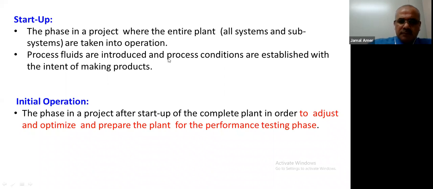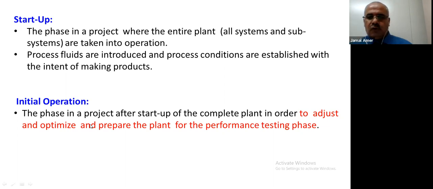Initial operation. This initial operation is a stage where we tune our plant. We introduce our product to the new facility, and we do some tuning or solve some problems which we face during this commissioning phase or initial operation. So this is the phase of the project after startup of the complete plant, in order to adjust, optimize, and prepare the plant for performance testing. So in this case, we have to focus before we go to the final step of our commissioning, which is performance testing.